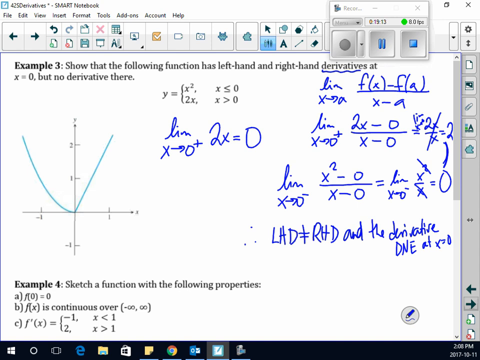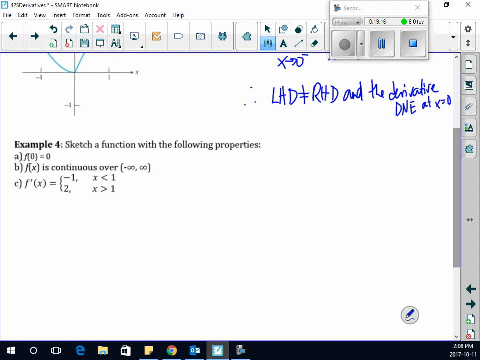You need to sketch, and they get you to do this on the AP exam. You need to sketch using these properties. So could you sketch this given the following properties? F of 0 is defined and it's 0. F of x is continuous over all the reals. And the derivative is equal to -1 when x is less than 1, and it's equal to 2 when x is greater than 1. Basically I'm telling you the slope there. So I'll give you a second to see if you can draw that.